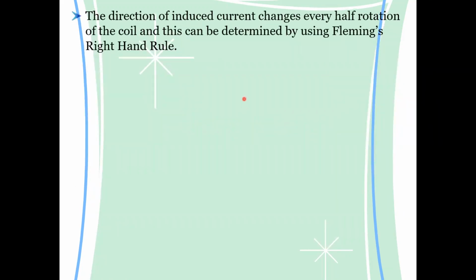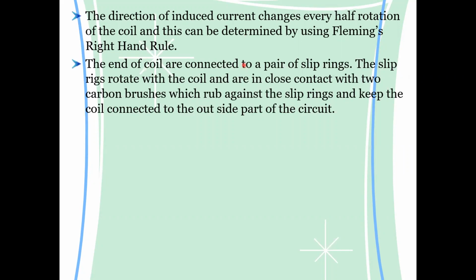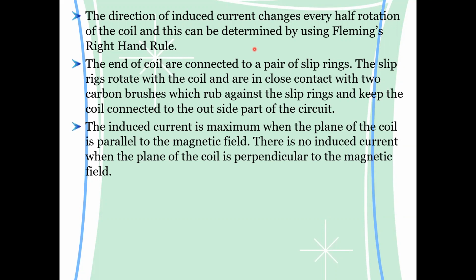And the direction of induced current we can work out by using Fleming's right hand rule. There are two rules of Fleming. One is left, another one is right. The left hand rule is used to find the direction of force on a wire which is carrying a current. And the right hand rule is used to find the direction of induced current due to change in magnetic field. So here, because there is a change in magnetic field, that's why we are using the right hand rule.